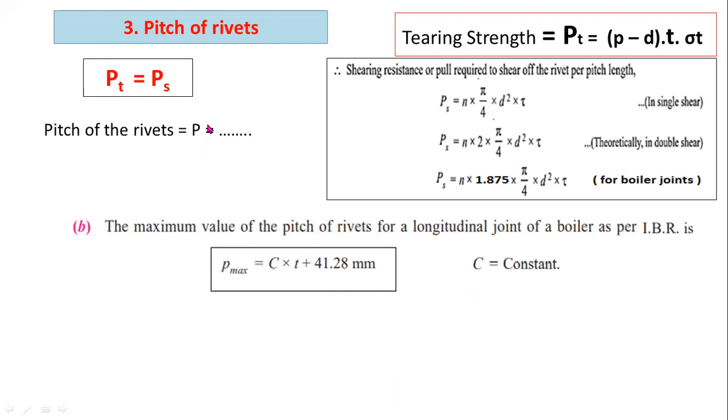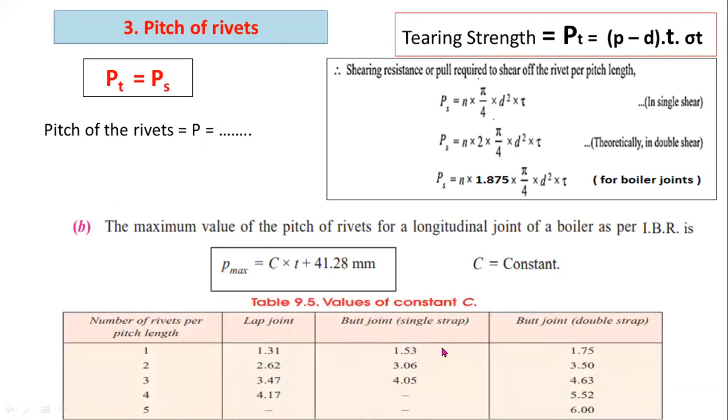Now, after determining the pitch of the rivets, you have to check the maximum pitch of the rivets. P max equals C into T plus 41.28 mm. Here, capital C is a constant. This constant value you have to select from this table. For single riveted lap joint, you have to consider this value. For single riveted single strap butt joint, you have to consider this value. For single riveted double strap butt joint, you have to consider this value. And for double riveted lap joint, 2.62, double riveted single strap butt joint, 3.06, double riveted double strap butt joint, 3.50, like this.